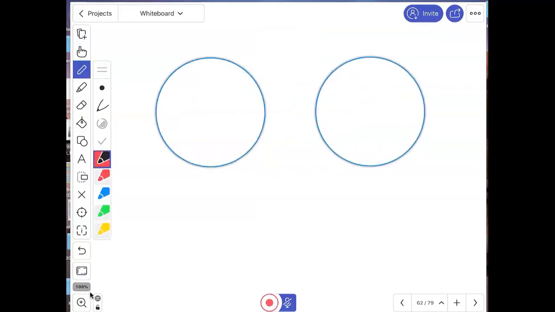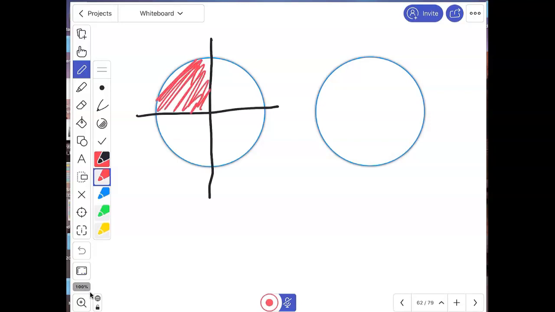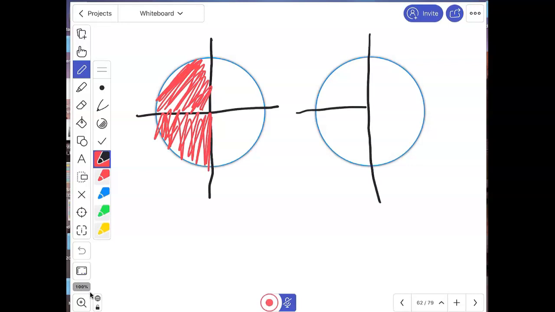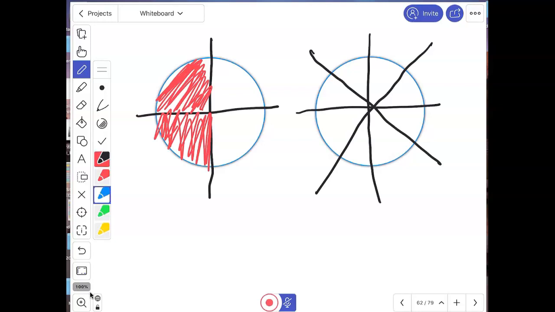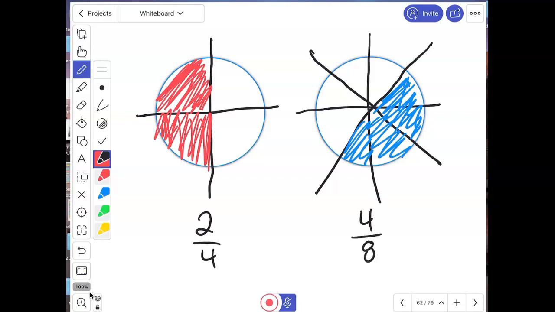If I partitioned this one, let's say this is 1/4 here, 2/4. And let's say that I partition this one not into 4ths, but instead into 8ths. Now I'm doing a quick sketch. It's not going to be perfect because I'm trying to do it quickly for you. And let's say that I shade 1/8, 2/8, 3/8, 4/8. Okay, so I've got 2/4 over here, and I have 4/8 over here.